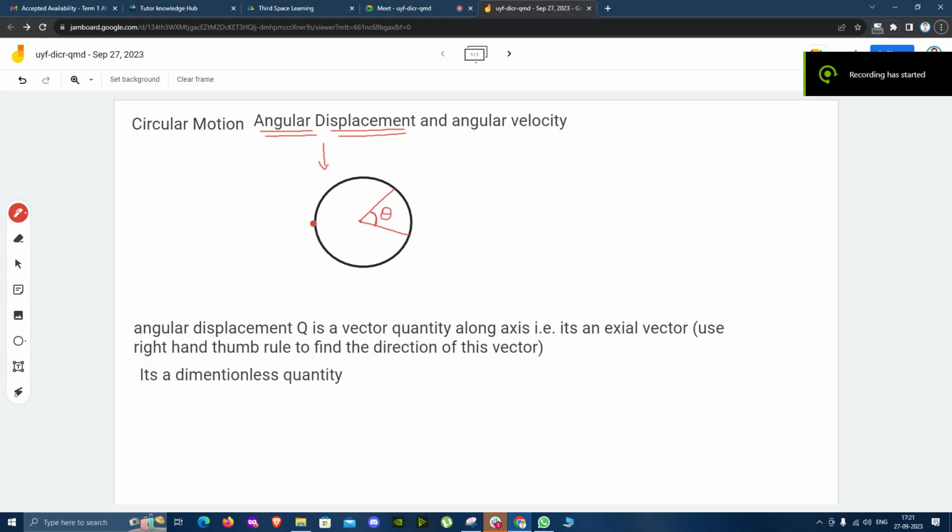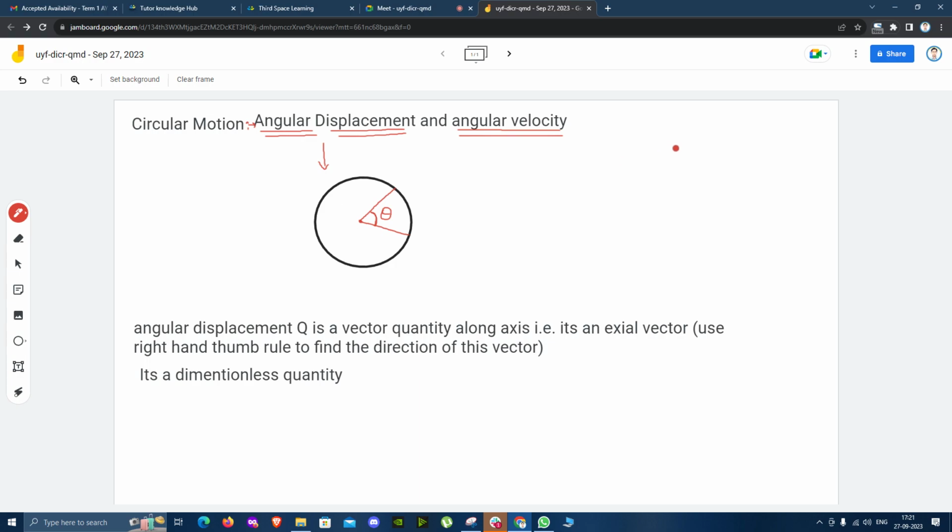Okay, guys, so today we will learn about circular motion. In that particular topic, we will today discuss the angular displacement and angular velocity. What's their definition, what's their formula, and what's the physical significance of that. First, let's start with a very simple thing.